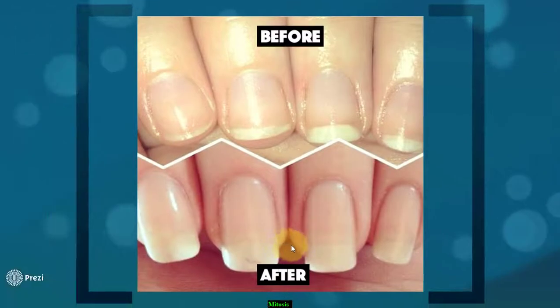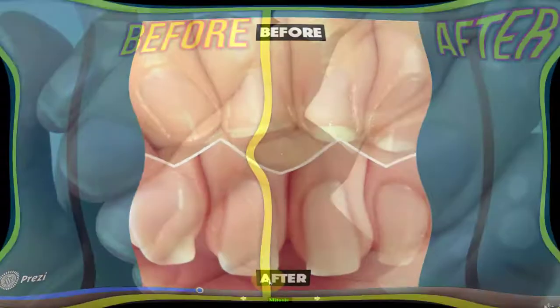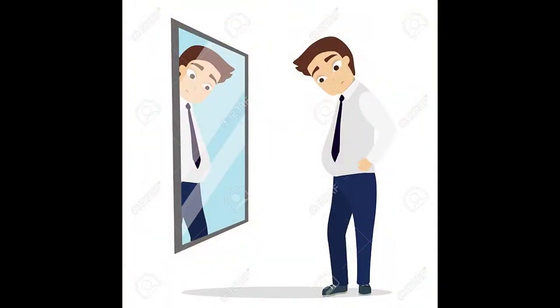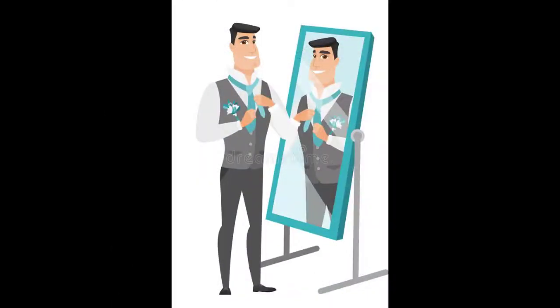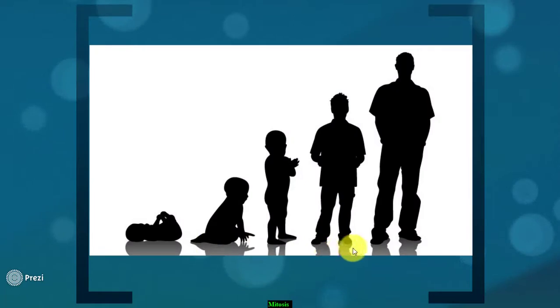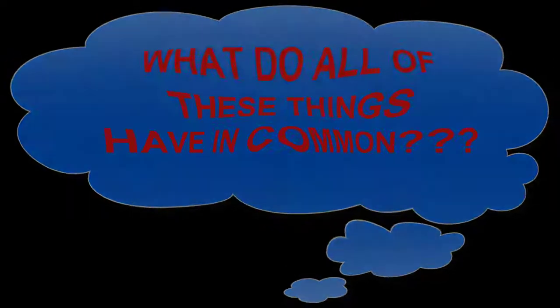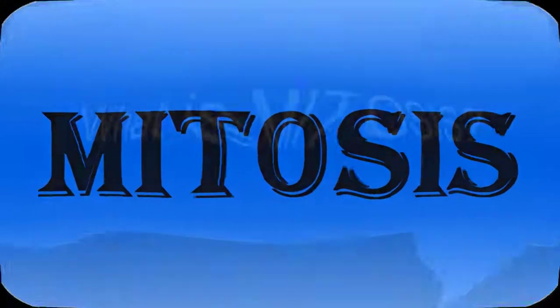Or let's say you are looking at your nails and notice how fast they grow. Or let's say you are looking in the mirror and you notice that you are a lot bigger than you were when you were 5 years old. What do all of these things have in common? One major thing they have in common is mitosis. So dear students, what is mitosis?